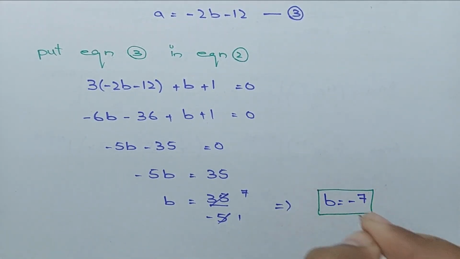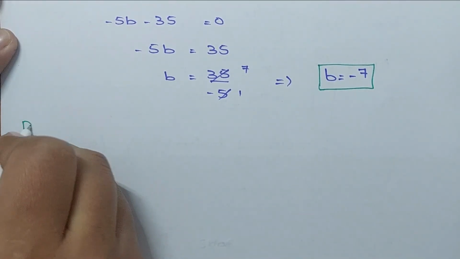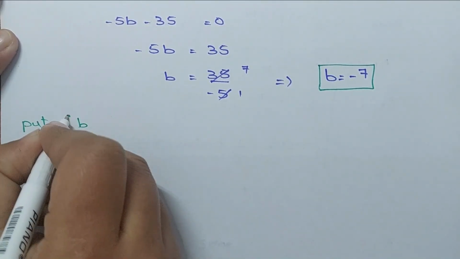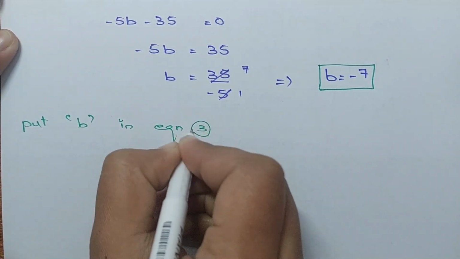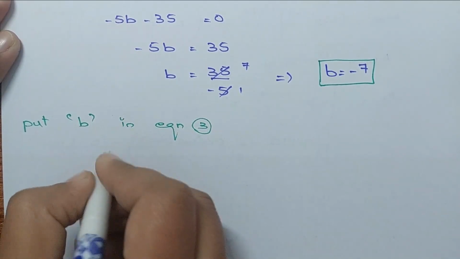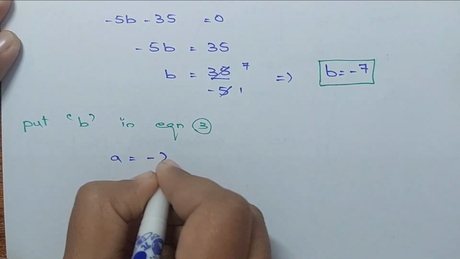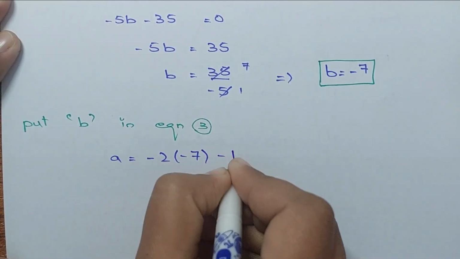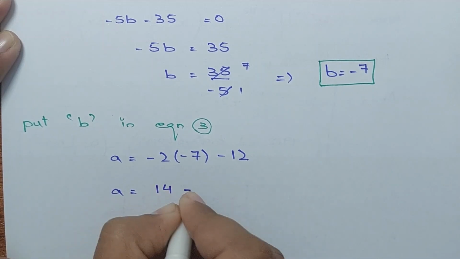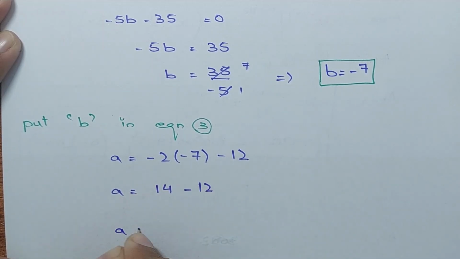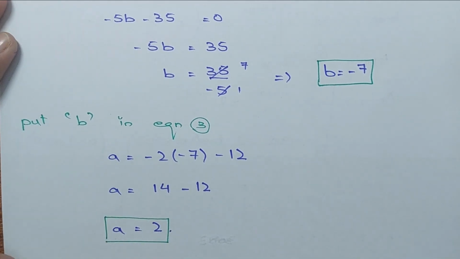Now put this b value in equation number 3 to get the a value, right? Put b in equation 3. Now from equation 3 we can say a would be equal to minus 2 times b minus 12. A is equal to 2 times 7 is 14, positive, and minus 12. So a is equal to 2. So the a is 2 and the b is negative 7.